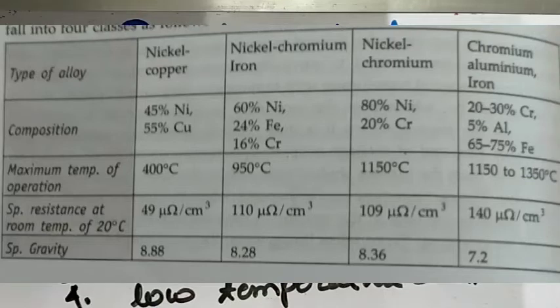Specific resistance at room temperature of 20 degrees centigrade: for nickel copper it is 49 micro ohm per centimeter cube. For nickel chromium iron, it is 110 micro ohm per centimeter cube. For nickel chromium, it is 109, and for chromium aluminium iron, it is 140 micro ohm per centimeter cube. And specific gravity for nickel copper is 8.88, for nickel chromium iron it is 8.28, for nickel chromium it is 8.36, and 7.2 is for chromium aluminium iron alloy.